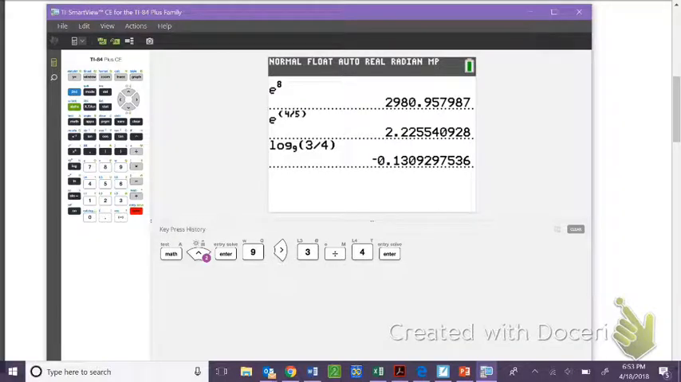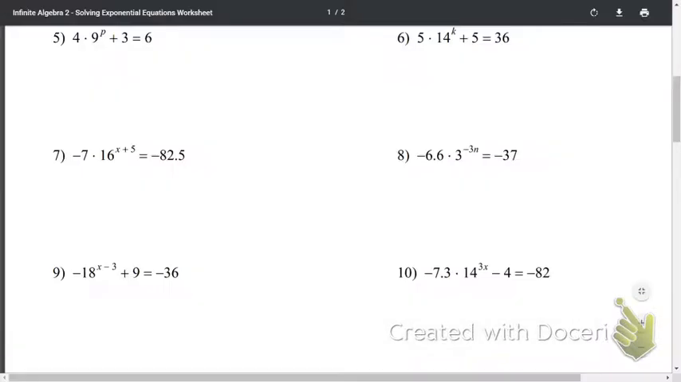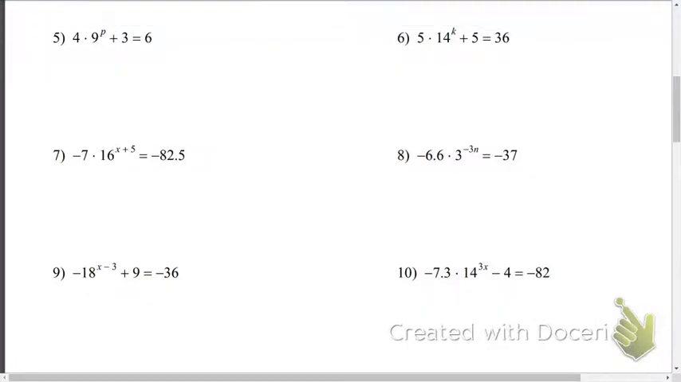Negative 0.131. Okay, that is your solution for number, what number are we on? I think 15. Okay, or number 5, excuse me. So number 5 returns with a vengeance, and you have a negative answer, a negative exponent there, which you are allowed to have. So P is equal to a negative 0.1 or 5, whatever it was on the calculator.